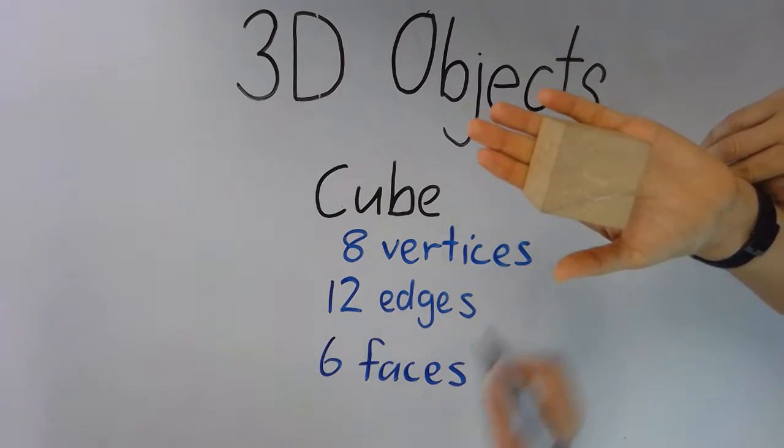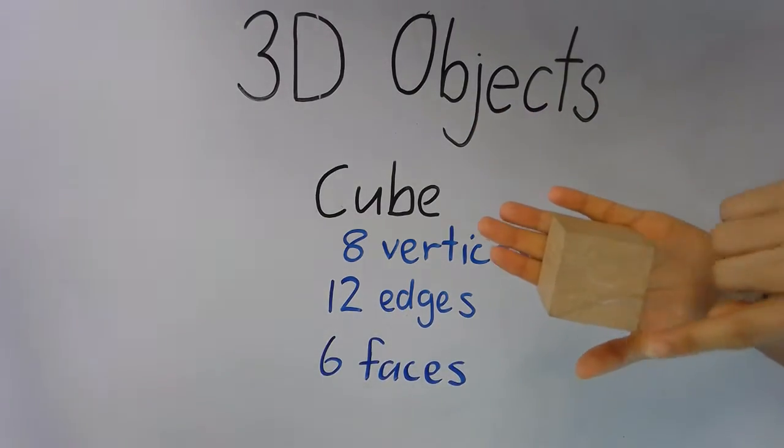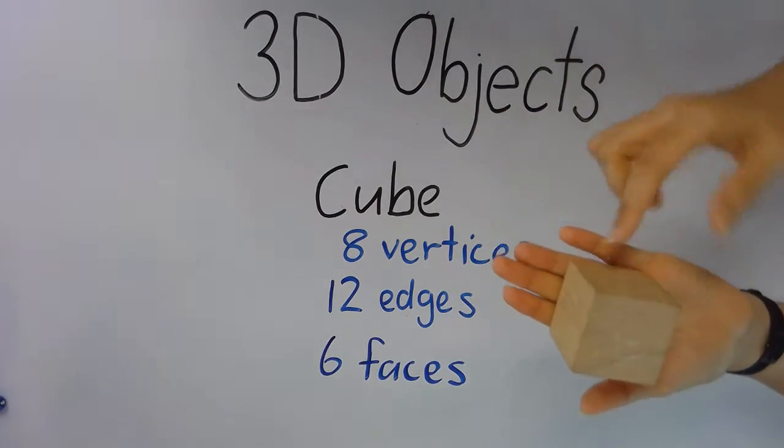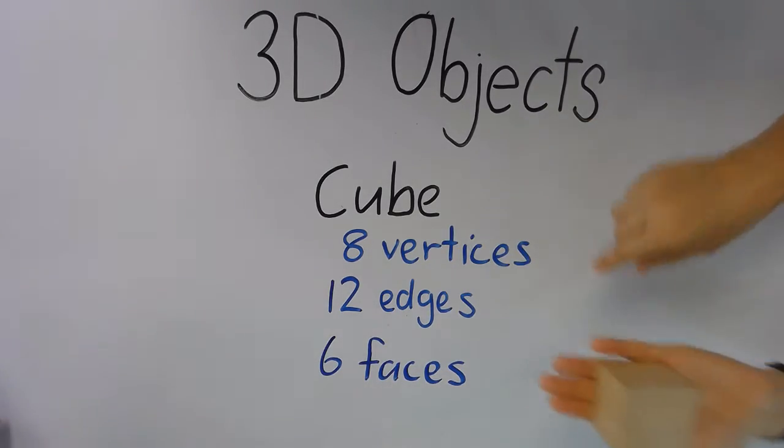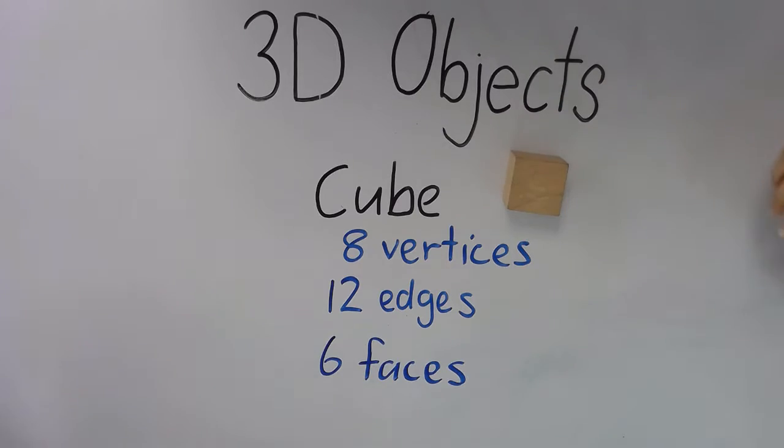8 vertices, another word that we could use. It's not really a mathematical word, but we could say the points too. The points. Points, the edges. No, not the edges, the points or the vertices. We'd really like you to start using that word though, the vertices. Next, we'll look at some more 3D objects.